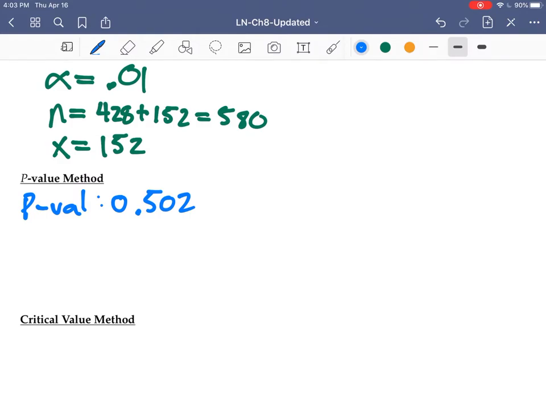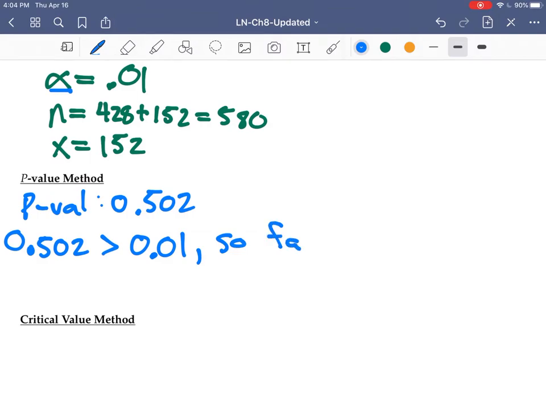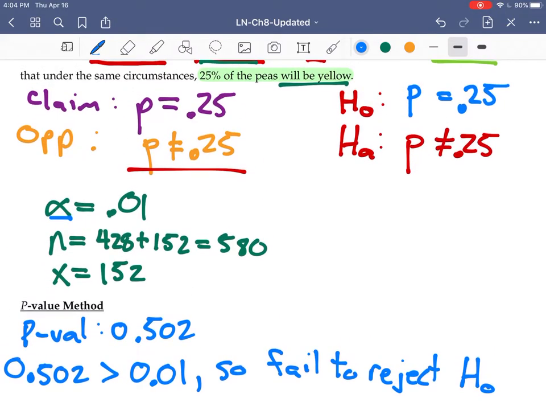We compare the p-value to the significance level, to the value of alpha. And so we observe that 0.502, the p-value, is larger than our significance level. And if our p-value is larger than the significance level, if the p-value is high, the null will fly. So we fail to reject the null hypothesis.